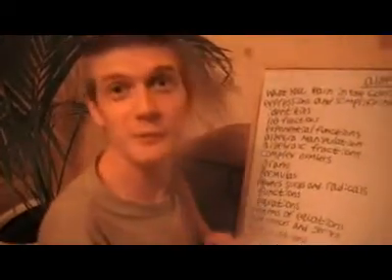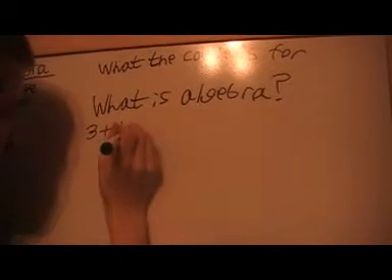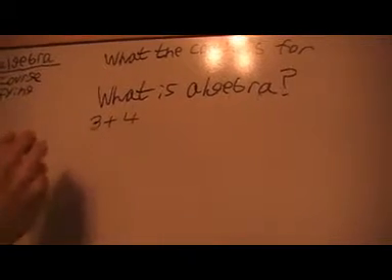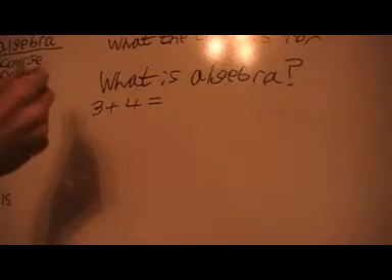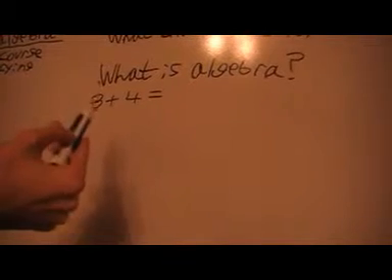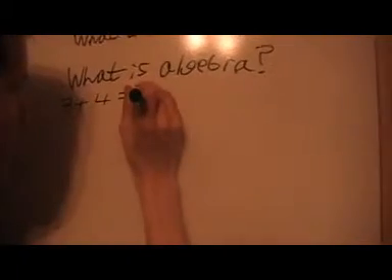Algebra is basically a mathematical language. Let me show you what I mean. Say we've got some sums and numbers, so we might have a sum like 3 plus 4. And this equals something. We know that all these sums equal something, so if we don't know what it is, we could say this equals some letter like A.